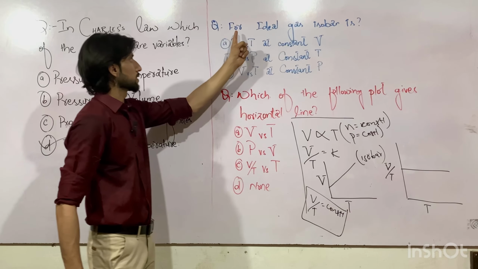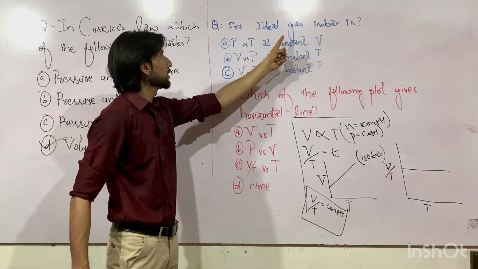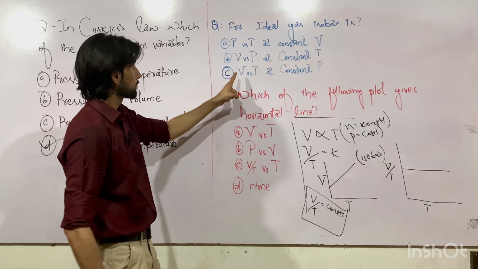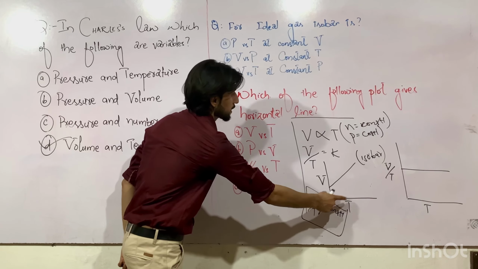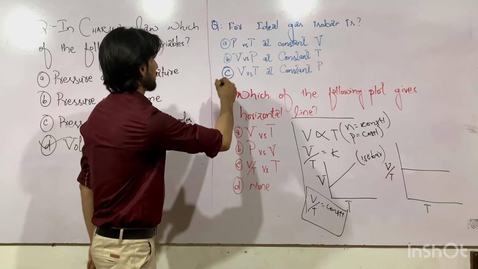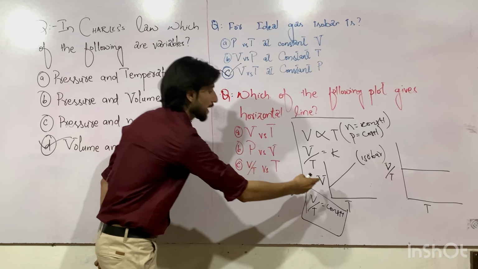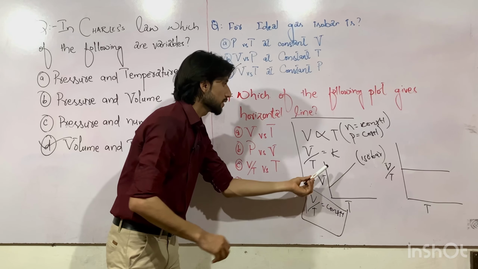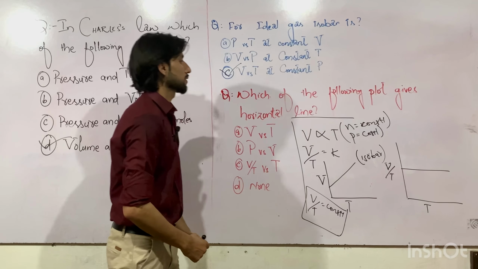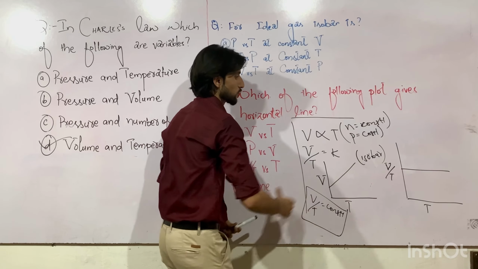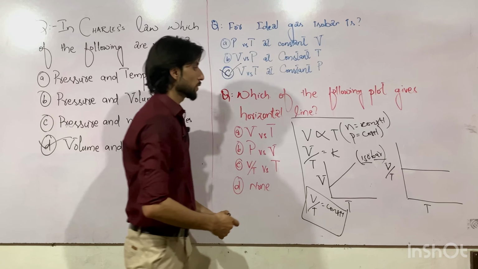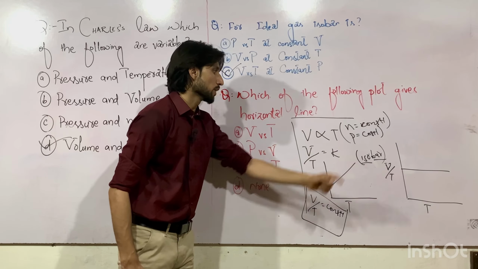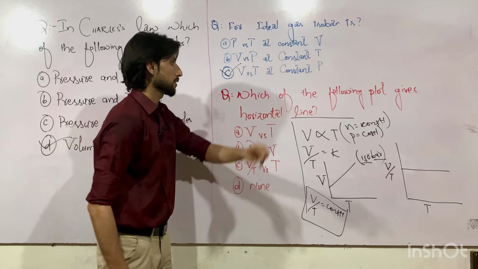The second question is, for ideal gas, isobar is, what is isobar? Isobar is the V versus T graph at constant pressure. The line of the V versus T graph at constant pressure is an isobar, because iso means same and bar means pressure. So we are taking the measurement at constant pressure, so the V versus T graph will give us an isobar.